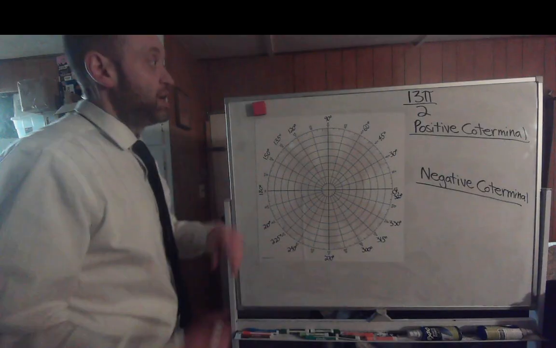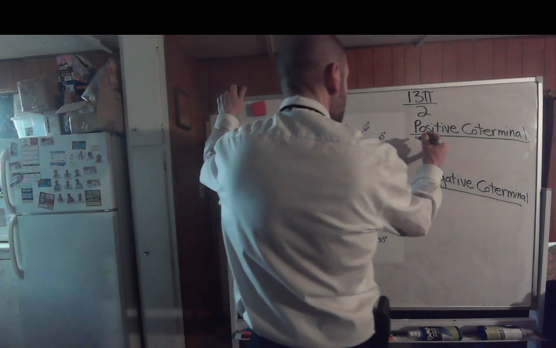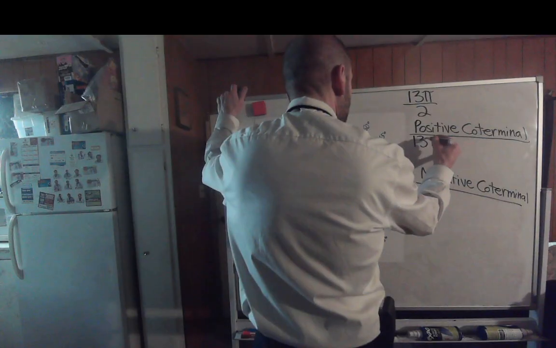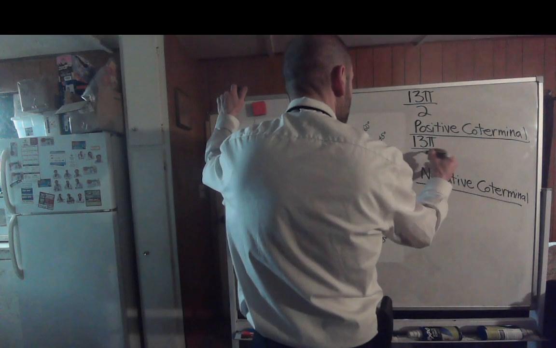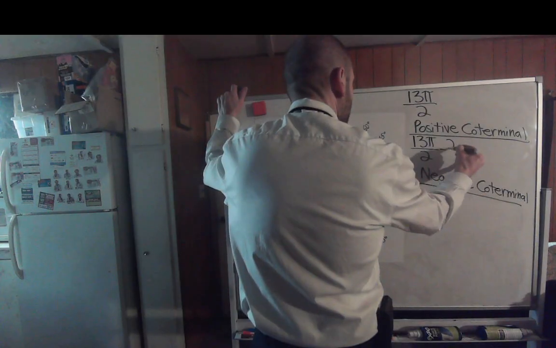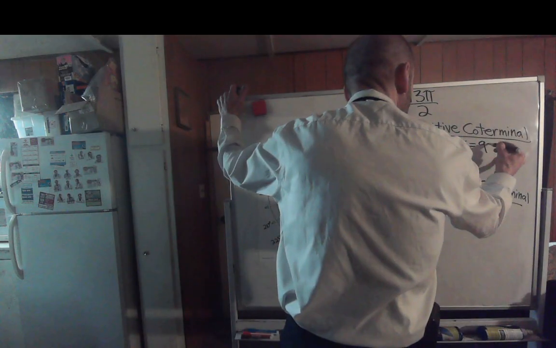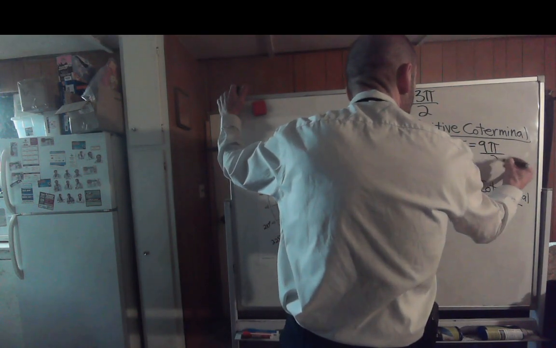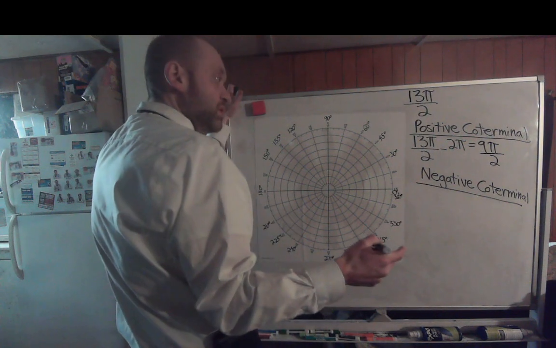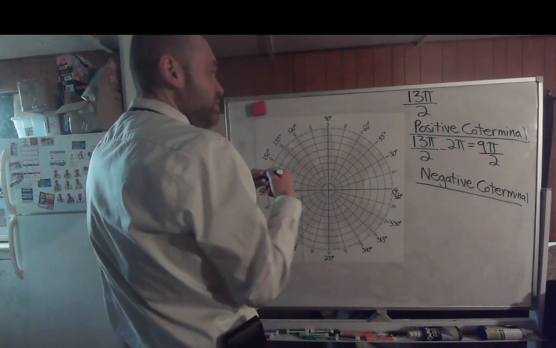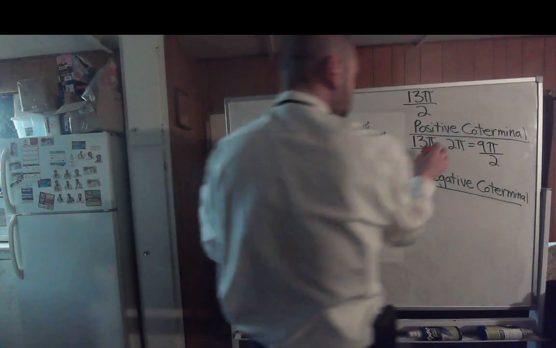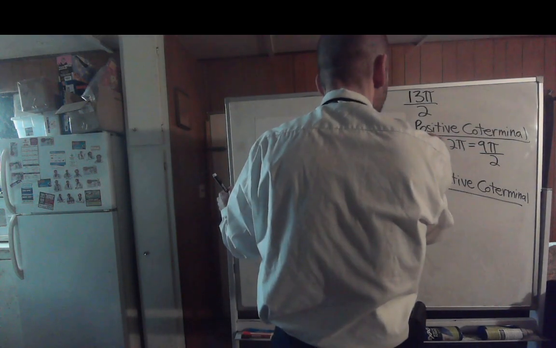So let's find a positive coterminal. If I take 13 pi over 2 minus 2 pi, what would that give me? Well, 2 pi is the same as 4 pi over 2. That would give me 9 pi over 2, which is another possibility you could get. You can get 9 pi over 2. That would be an acceptable answer.